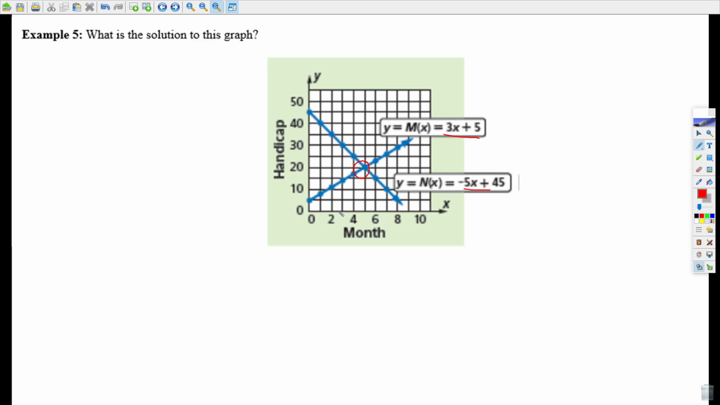That would be 2, 3, 4. This would be 5, looks like. 5, comma, whatever that point is here, 20. So the solution is 5, 20. Nothing else to do. X is 5, and then y is 20.